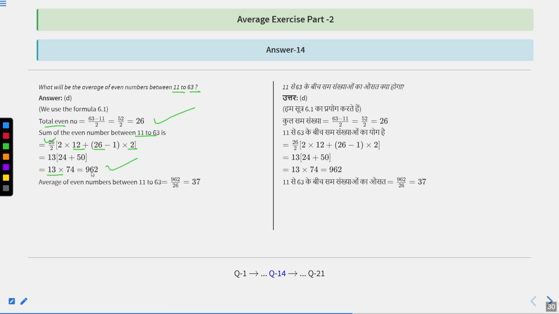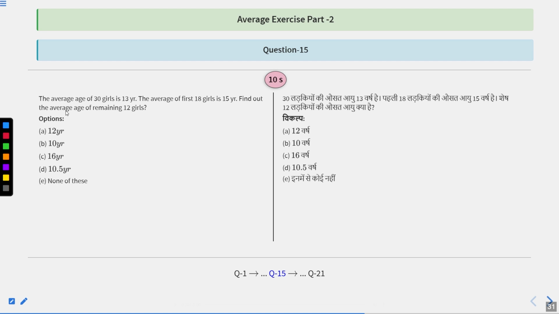So what will be the average? We divide this sum of the numbers by 26, because the total count of even numbers is 26. When we calculate it, we get 37 as the average. D is the correct answer. Next one. The average age of 30 girls is 13 years.